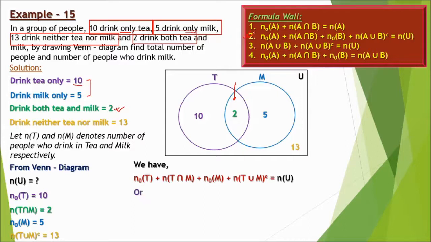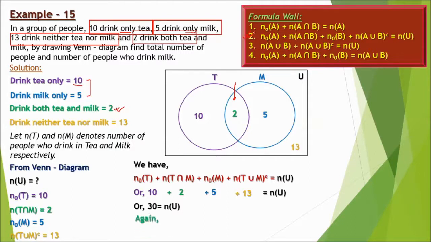Now let's fill in the values. 10 plus 2 plus 5 plus 13, and this is equal to how many? We don't know, so we have to find that. Let's add. It's 30. 30 is equal to n. So the total number of people in the group was 30.